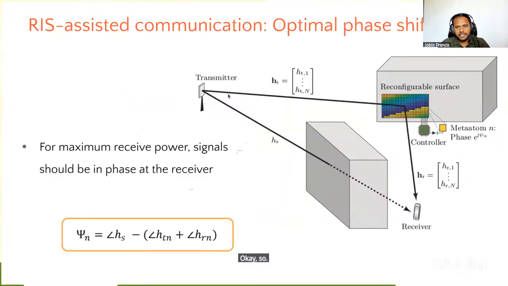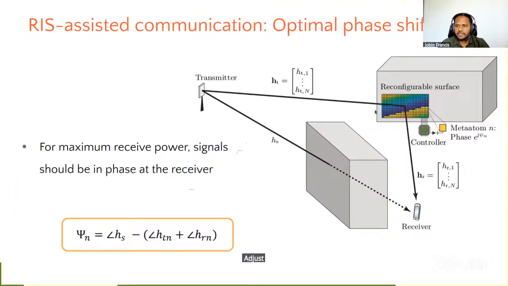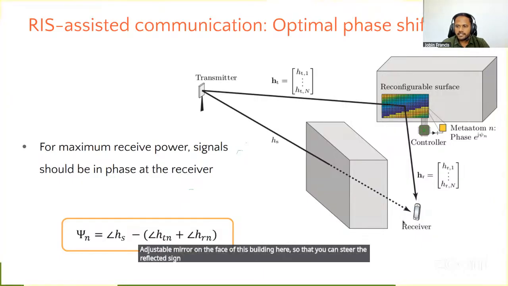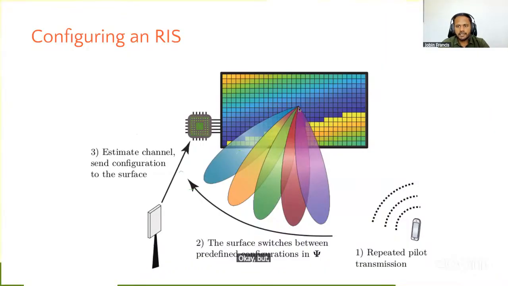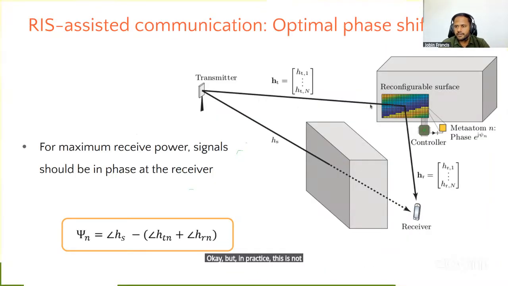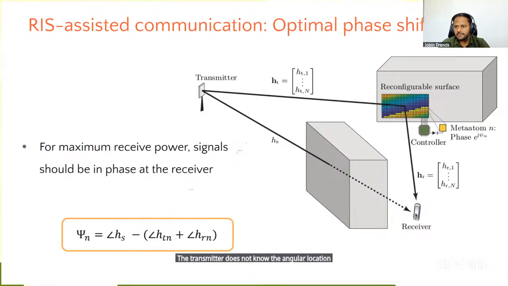But in general, there's a communication strategy. Going back to that earlier problem, for that blue receiver who had an obstructed line of sight to the transmitter, you put this sort of adjustable mirror on the face of this building, so that you can steer the reflected signal in the direction of the receiver. All right. But in practice, this is not as obvious as what I have just mentioned. The reason being that the transmitter does not know the angular location of the receiver, correct?